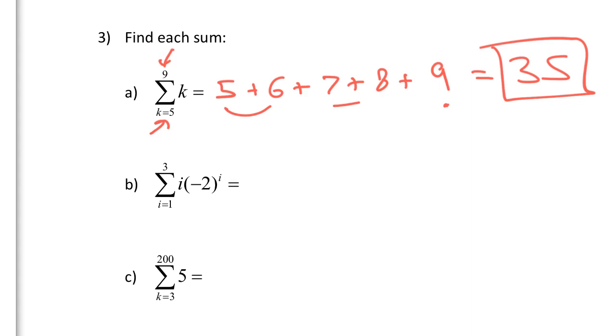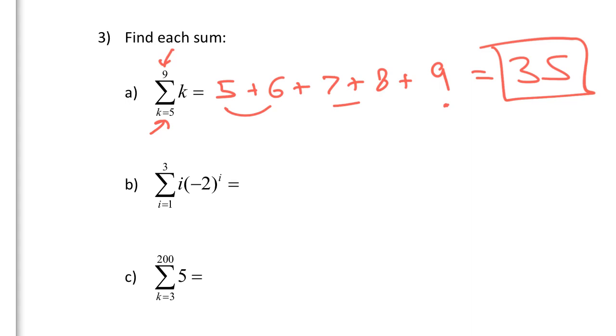You don't always have to use k. For the next problem here, we see it uses i. So not the imaginary number, just a counter variable i. And so in this one, we're starting at i equals 1 all the way up to i equals 3. And the formula is i times negative 2 to the i.